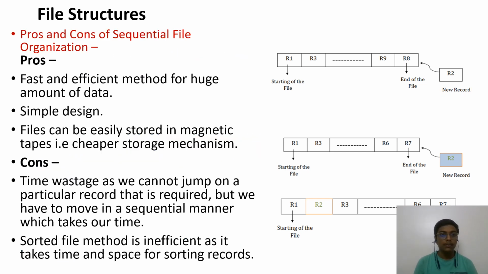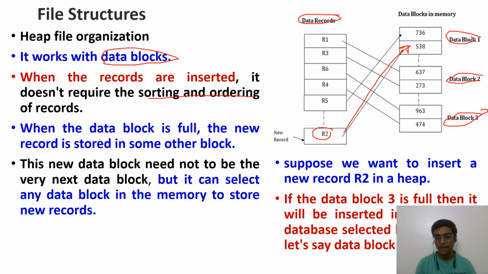So what are the pros and cons of sequential file organization? So pros are fast and efficient method for huge amount of data. Second one is simple design, and third is files can be easily stored in magnetic tapes. That is the cheaper storage mechanism. What are the cons? Time wastage, as we cannot jump to one particular record that is required, but we have to move in sequential manner, which takes our time. Sorted file method is inefficient as it takes time and space for sorting records.